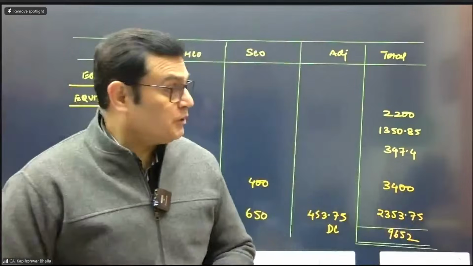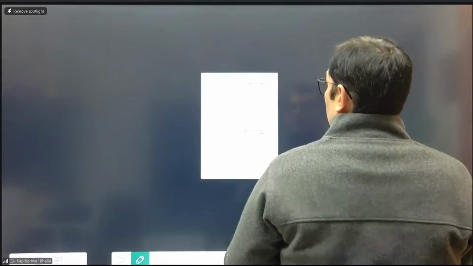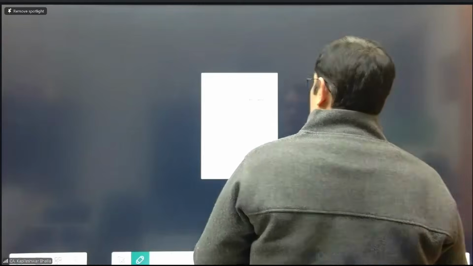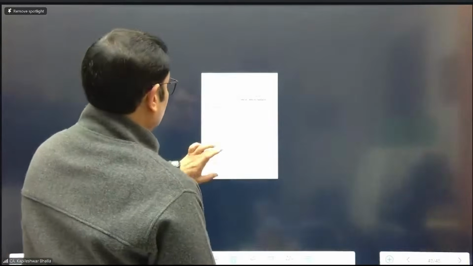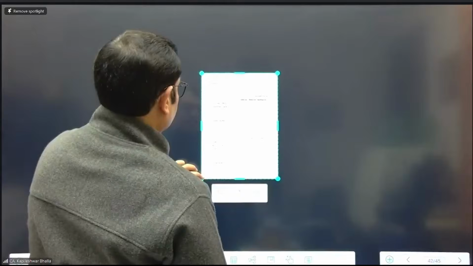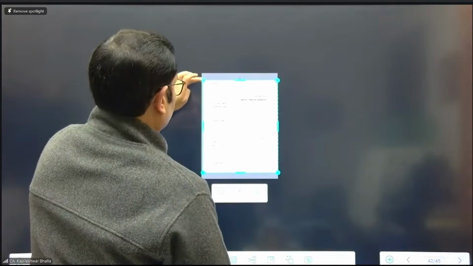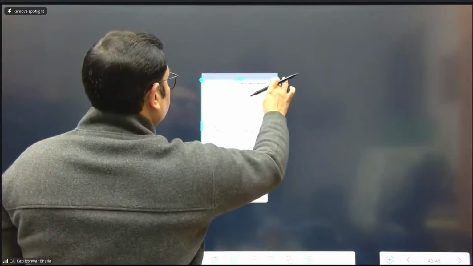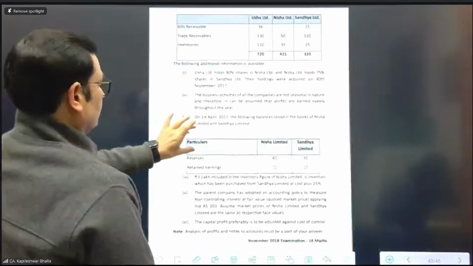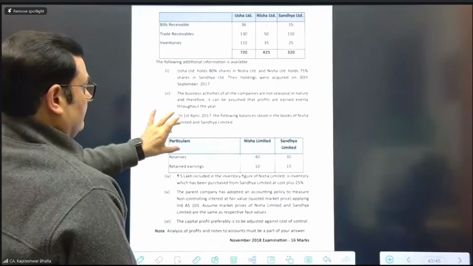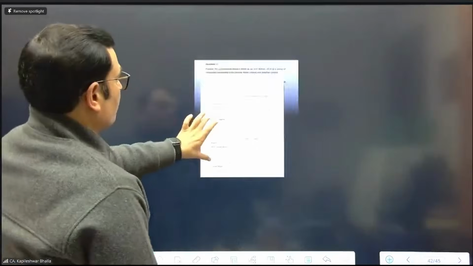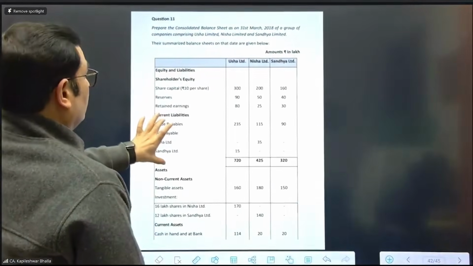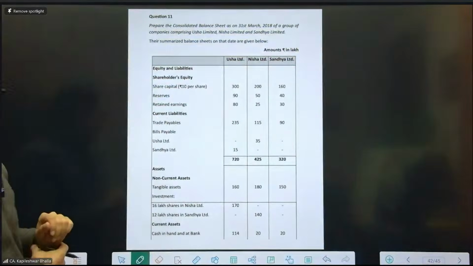So let me first take you to a question on a chain holding. This is a question which came in the exams in November 2018. I'll just zoom this across to you. It came for 16 marks in the exam. I hope it is clearly visible.